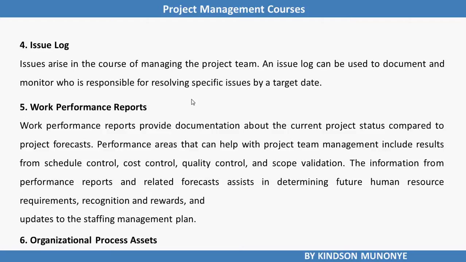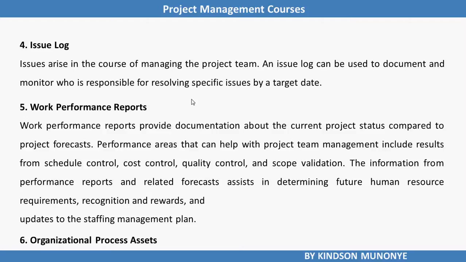Another necessary input is a Work Performance Report. The Work Performance Report provides documentation about the current project status compared to project forecasts. Performance areas that can help with project team management include results from schedule control, cost control, quality control, and scope validation. The information from performance reports and related forecasts assist in determining future human resource requirements, recognition and rewards, and updates to the staffing management plan.